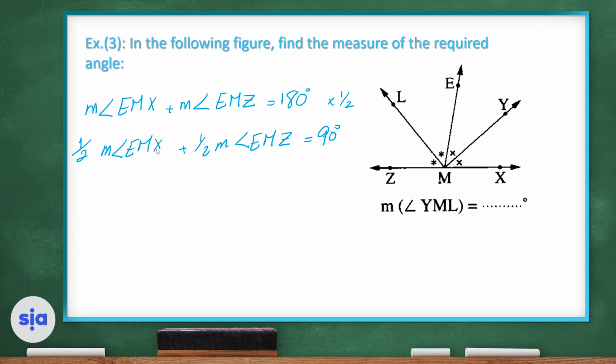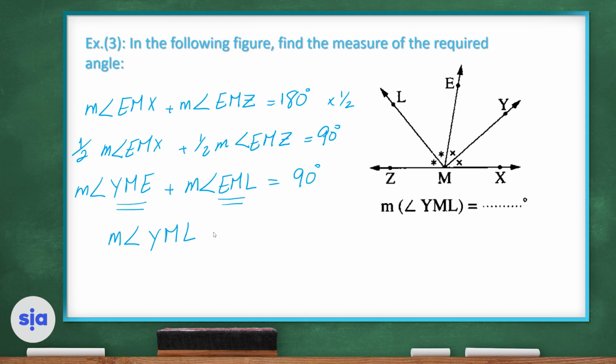Then the measure of angle YME, which is half the EMX, plus the measure of angle EML, which is half the angle EMZ, equals 90 degrees. So the measure of angle YME plus the measure of angle EML is the measure of angle YML. So the measure of angle YML is 90 degrees. So in this question, YML is 90 degrees.